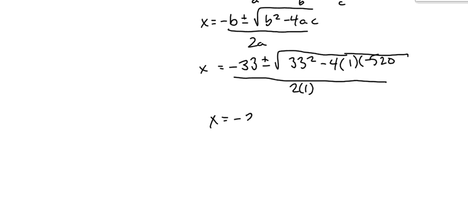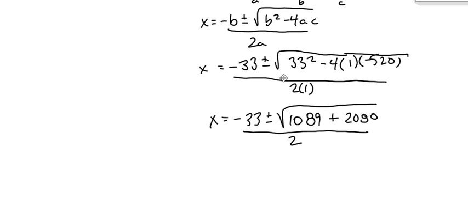X equals negative 33 plus or minus the square root of 33 squared minus that. I need a bracket. So I've squared the 33. It gives me 1,089. This is 4 times 1 times 520, which is 2,080. Watch the signs. I've got 2 negatives here, so it gives me a positive. So X is equal to negative 33 plus or minus the square root of that number, which is 3169, and the whole thing is divided by 2.